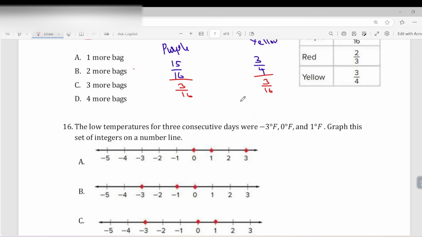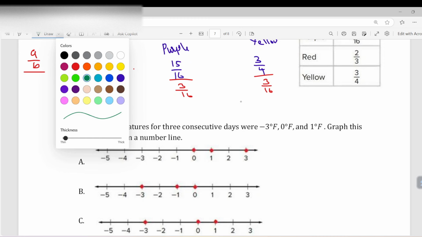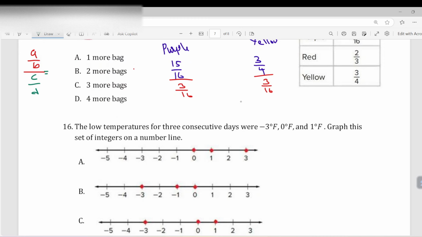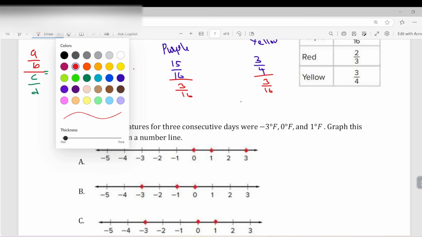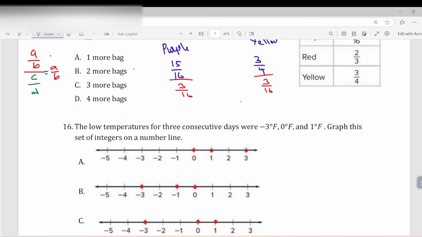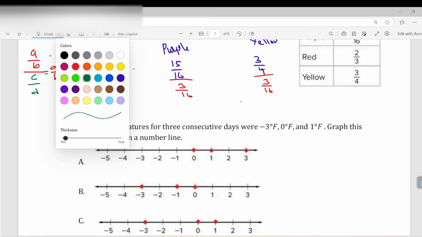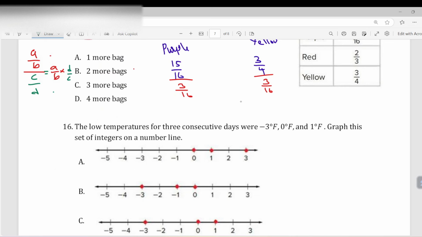You see, this is based on this property: A/B divided by C/D can be written as A/B times D/C. Please make a note. So this is 15/16 times 16/3. The 16s get cancelled. 3 one time, 3 five times. So purple is 5.